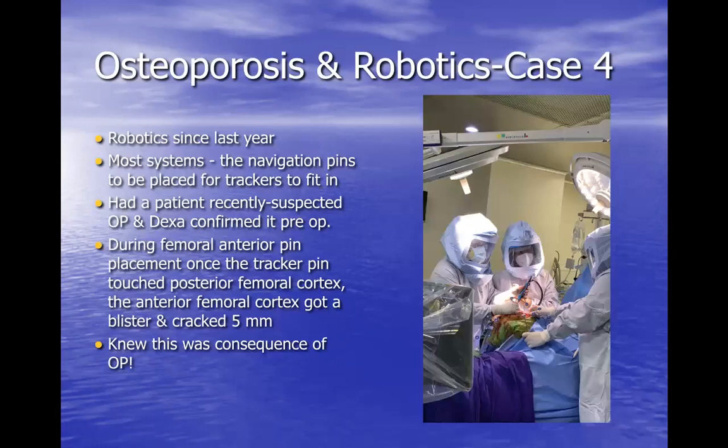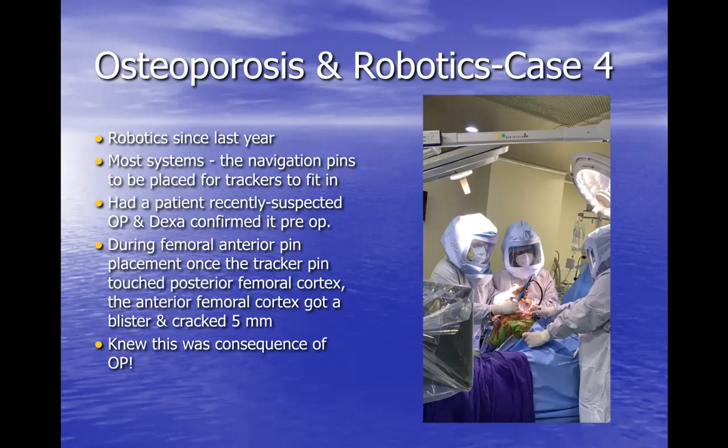Coming to osteoporosis and robotics, I started robotics since last year, and I think most robotic systems have navigation pins where you place a tracker for the robot to track where the knee or the hip is. So this is my last patient whom I did a robotic. She had suspected osteoporosis, and after admission, on bedside, confirmed that she had osteoporosis. And during the femoral anterior pin placement, once the tracker pin had gone past the anterofemoral cortex and hit the posterofemoral cortex, the anterofemoral cortex got a blister and it cracked around 5 millimeters.